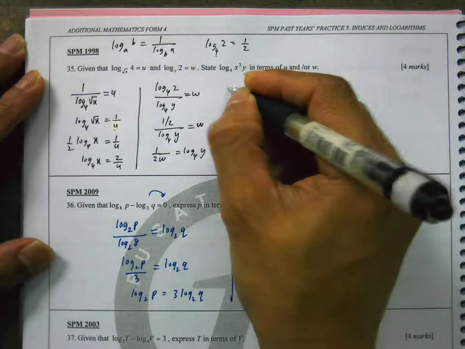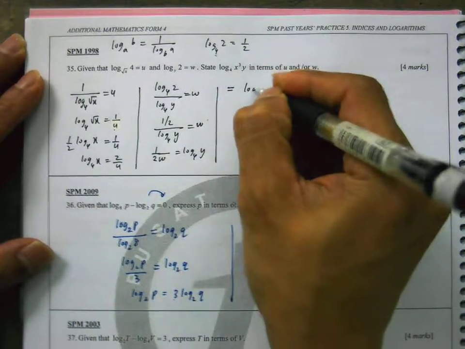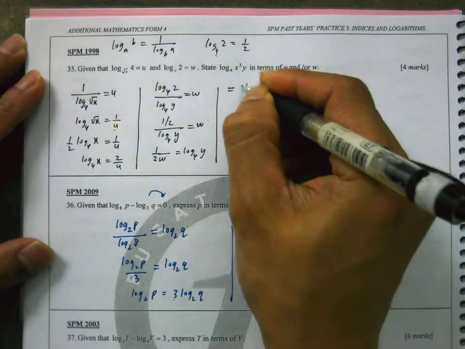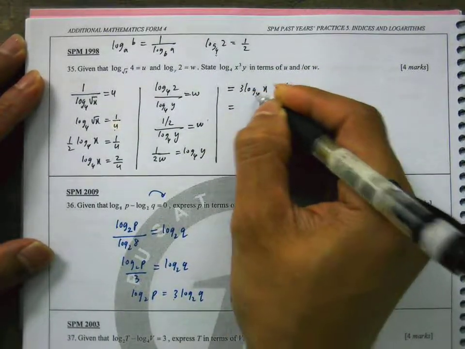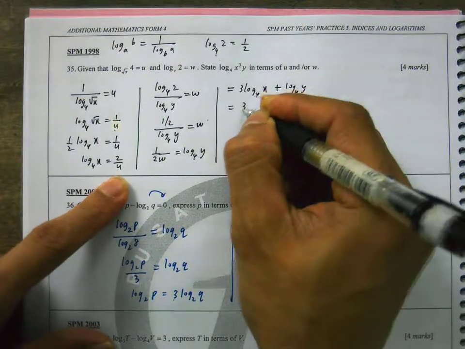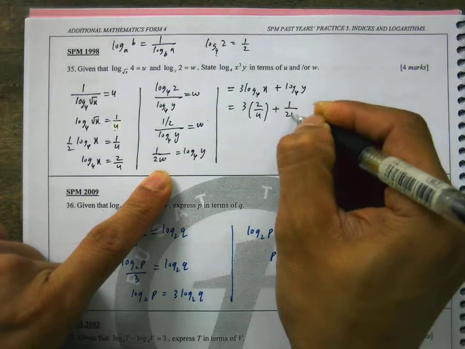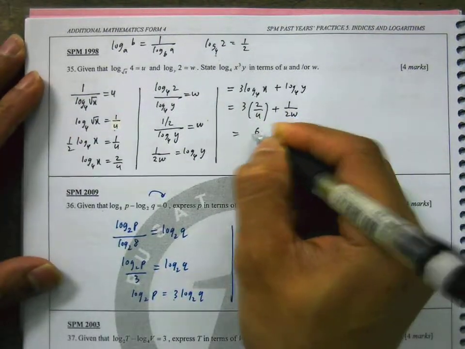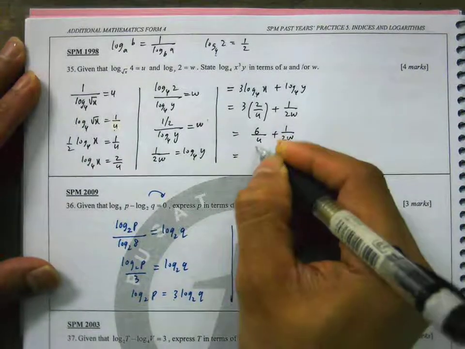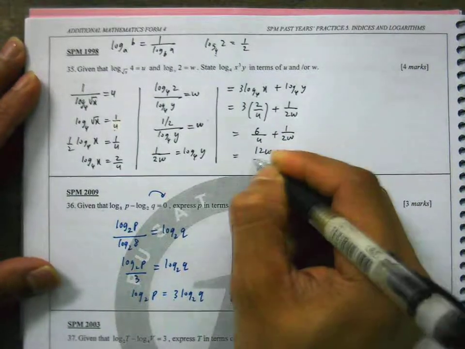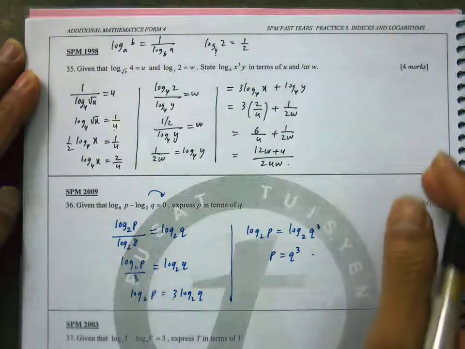So now with that, I can use this information to expand log base 4 of x cubed y. The power 3 I put in front, y I separate it. So 3 log base 4 x is now 3 times 2 over u. This is now 1 over 2w. The result is 6 over u, plus 1 over 2w. As I cross multiply, 12w plus u over 2uw. Okay, that's the answer.